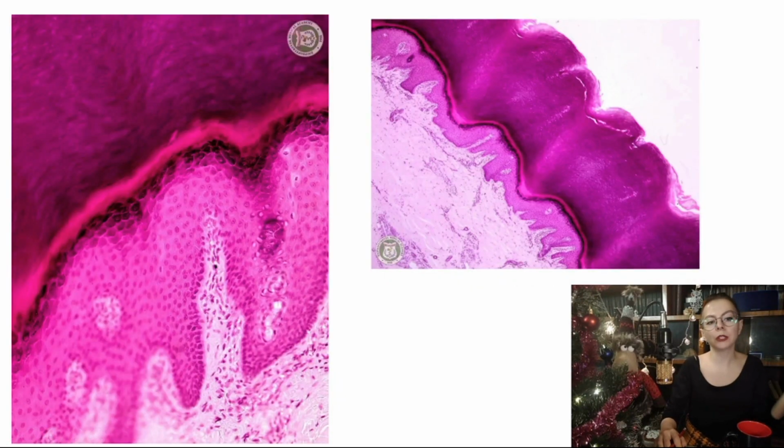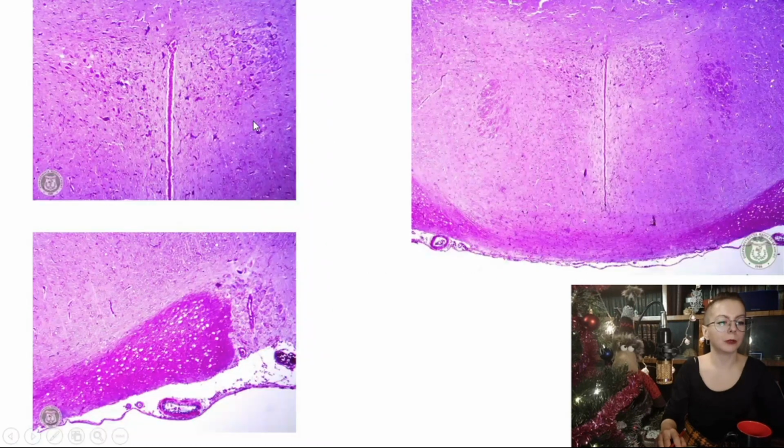Okay, also this is the stratified squamous keratinized epithelial tissue, which could be found in the skin of the finger. And here you can see stratum lucidum. Stratum lucidum is here, and this is the finger epithelium.